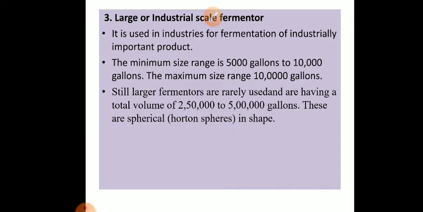The third type of fermenter is the large or industrial fermenter. It is used in fermentation industries to synthesize commercially important products. The minimum size of a large fermenter is 5000 to 10,000 gallons and the maximum is up to 1 lakh gallons. We can fill the medium up to 1 lakh gallons. Now there are still larger fermenters, having a total volume capacity of 2,50,000 to 5 lakh gallons, but they are not generally used. They are especially spherical in shape.